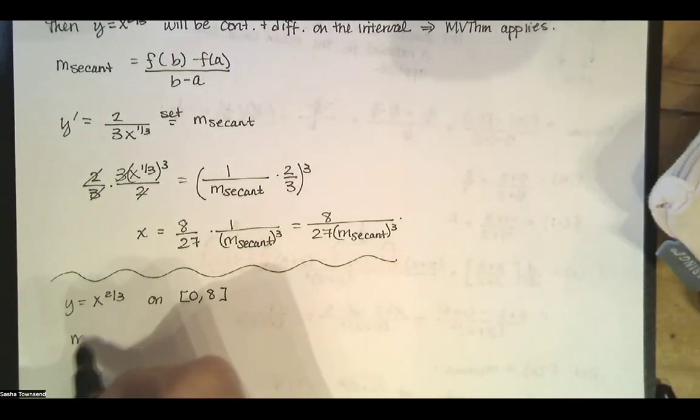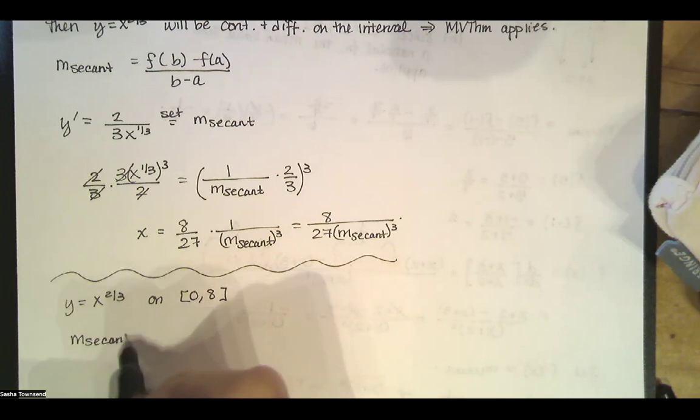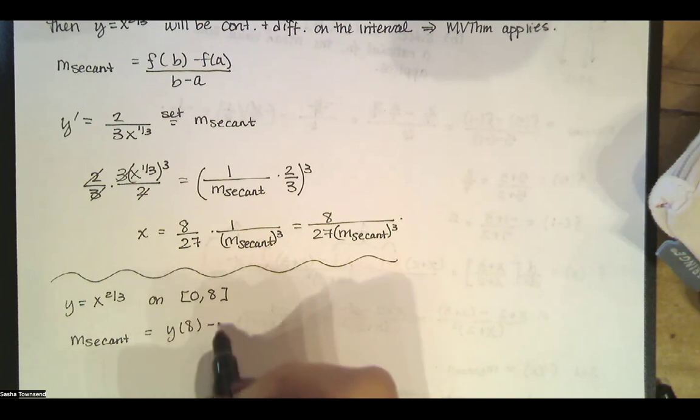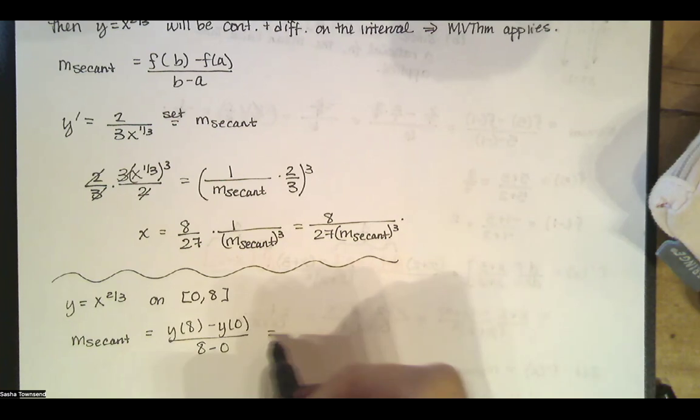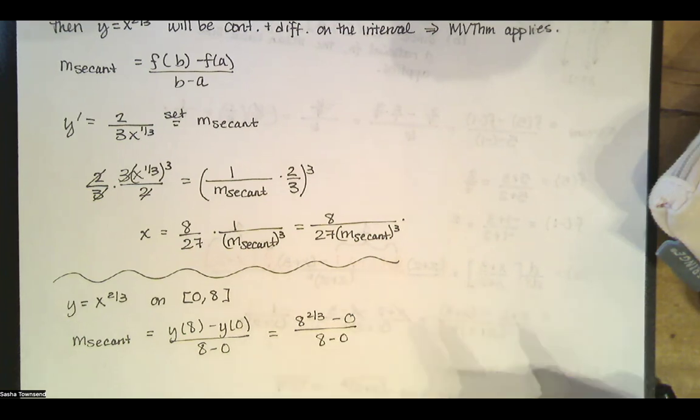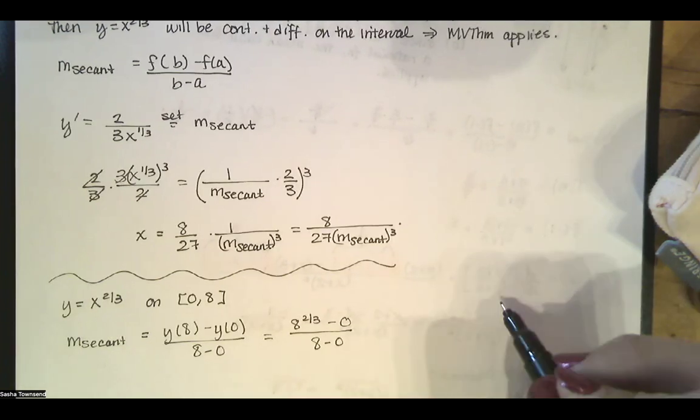We've got the slope of the secant. We know that that's 1/2. We can confirm that by doing the calculation ourselves. So I've got 8 to the 2/3 minus 0 to the 2/3, which is just 0, divided by 8 minus 0.